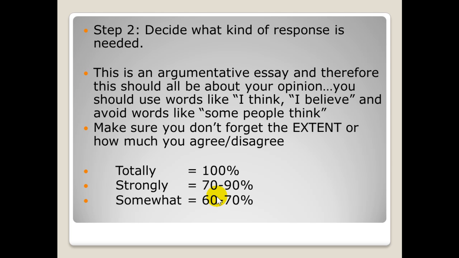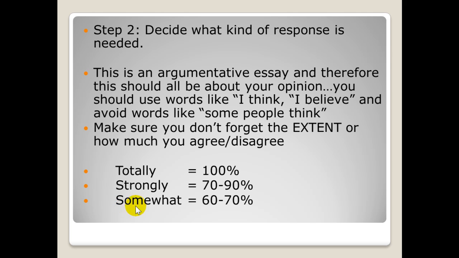So, for instance, if you strongly agree that we can get rid of teachers, then most of your essay would be about the strengths of computers. And then you might have a small paragraph talking about in what situations we still need teachers.